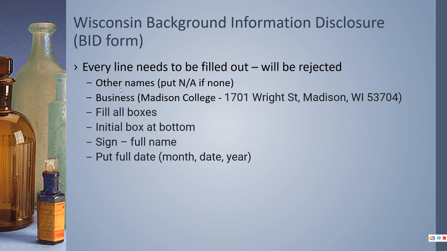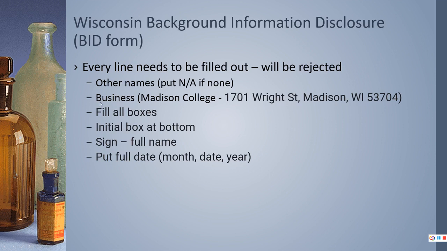Commonly missed lines are other names, meaning that if you got married and changed names, for example, you may have had a previous name. That's the space where you'd put the previous name in there, but that may not be the case for you. You may have never had a previous name. If that is the case, you will put NA, or not applicable, in that box, but you need to put something in there. You cannot leave it blank.